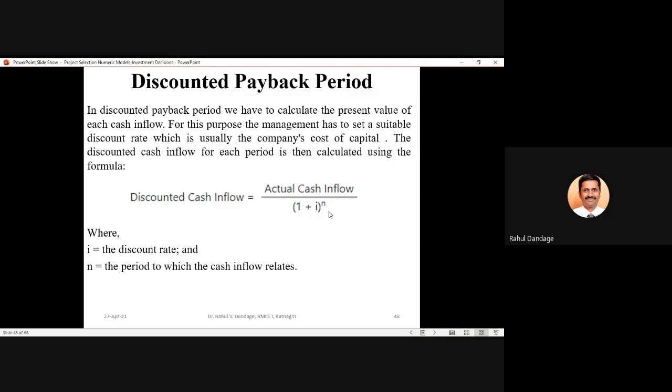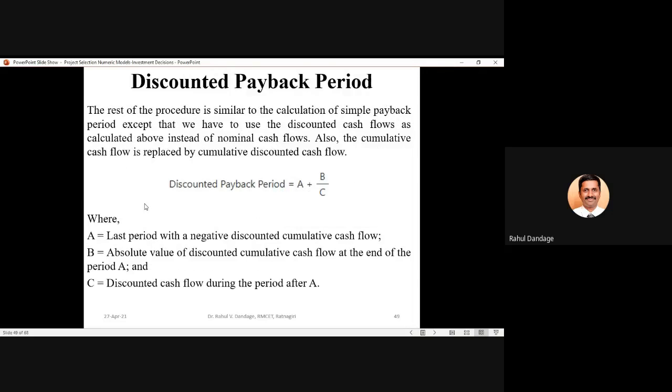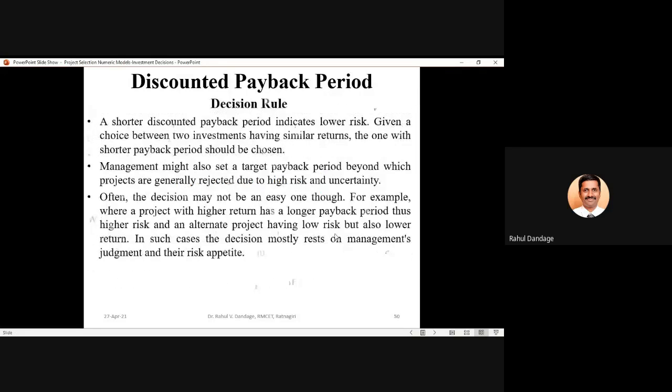So in the discounted payback period method, we have to calculate the present value of each cash inflow, same as we have calculated earlier. So discounted cash flow will be equal to actual cash flow divided by (1 plus i) raised to n, where i will be the discount rate and n the period of the cash flow. And then the rest of the process is same as earlier. The discounted payback period will be equal to A plus B upon C, same as what we have done for the uneven cash flows in the simple payback period method.